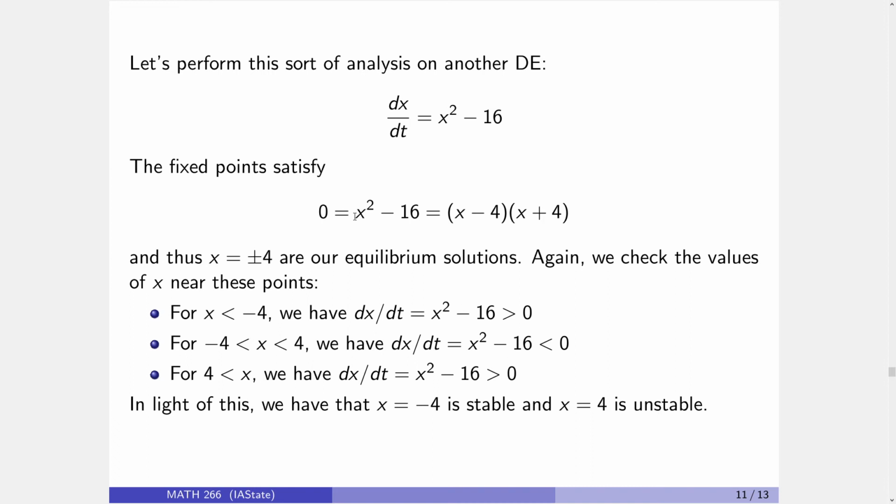So note now, I can tell you some long-term behavior. So note, if our initial value is anything less than 4, the 4 is the unstable point.